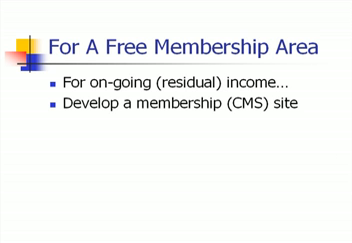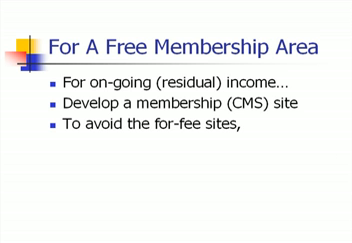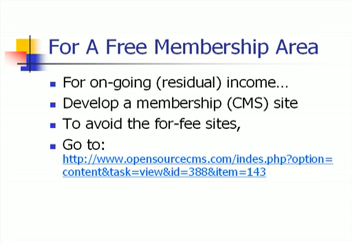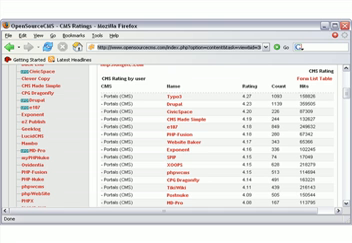A membership site or content management system, or CMS, is the best way to organize your content and charge a recurring income. Stop looking at the membership site systems that charge you hundreds of dollars for setup and monthly fees. There are tons of high-quality open-source CMS solutions. To see a list, go to this URL at www.opensourcecms.com. You can click on the full URL in the ebook and the accompanying resource guide.